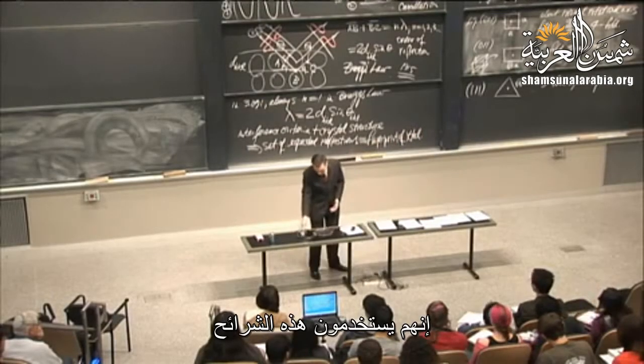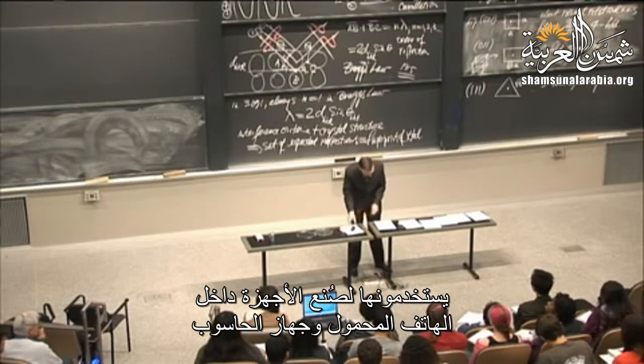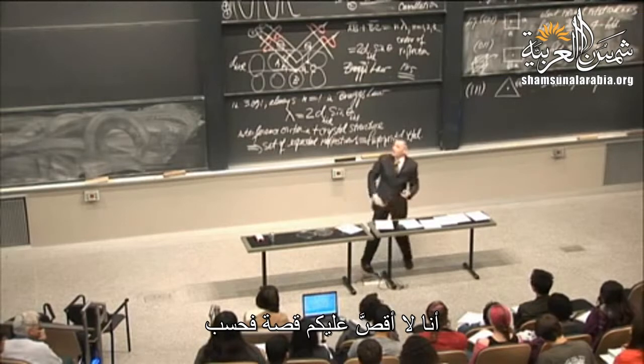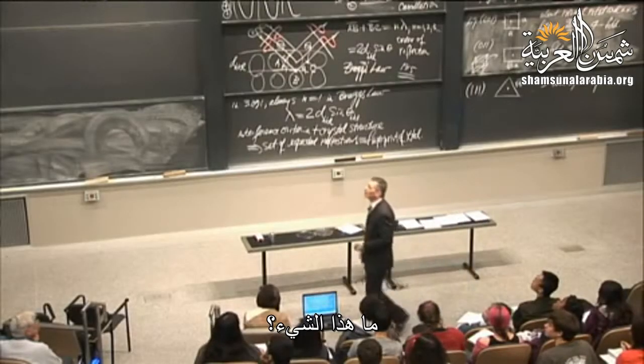They use this stuff. They use it to make the devices that are in your cell phone and your computer. I'm not just telling you stories. All right, so let's look at some other. We'll go back to the Escher prints, because everything has symmetry. Okay, so what's this one?